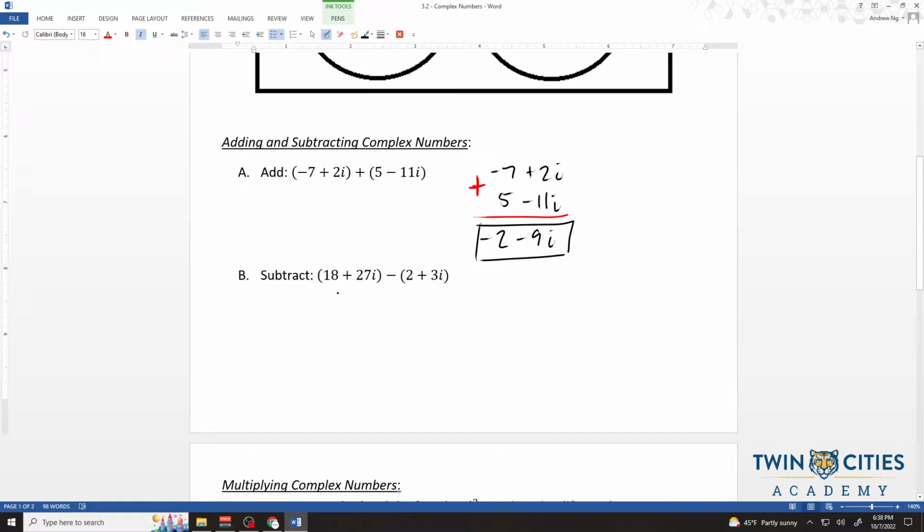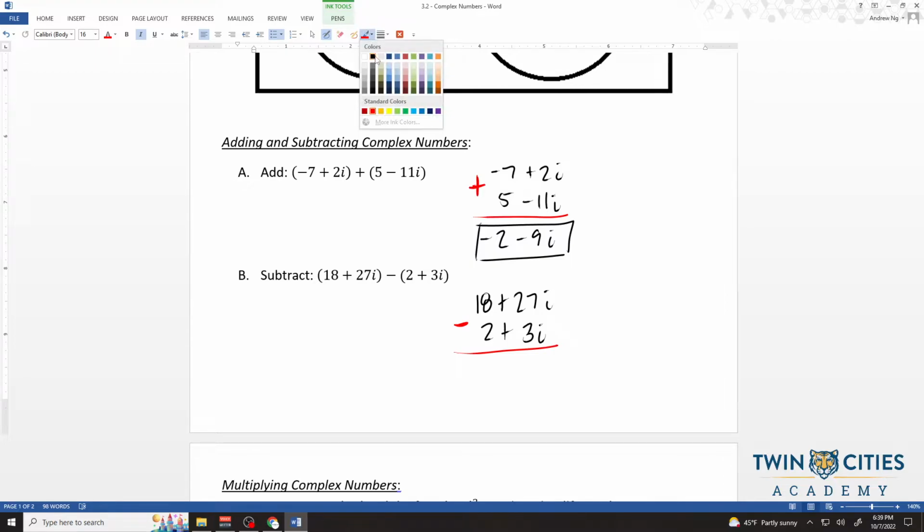All right, what about this one? Subtract now 18 plus 27i minus 2 plus 3i. I'm still going to line this up just like I did up here. Let's put 18 plus 27i, like so. And then 2 plus 3i right underneath it. Here I'll be subtracting though, so off to the side, big minus sign.